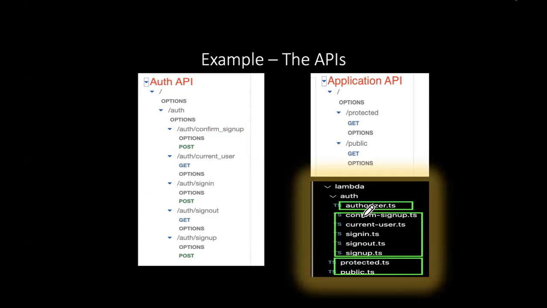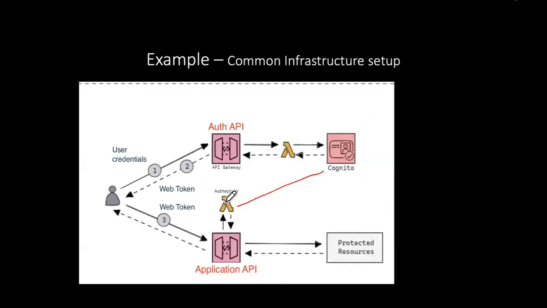Down here then is a screenshot of some of the lambdas that make up our overall stack. And you can see again that these lambdas correspond to the backends for this auth API, whereas these two lambdas down here are the backend for this app API. And this is the authorizer lambda, this one here.